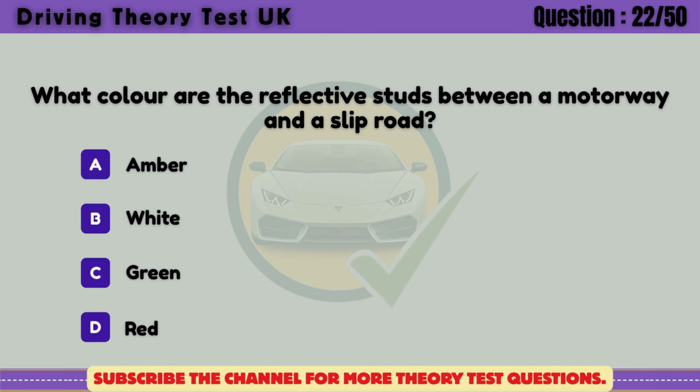Question 22. What color are the reflective studs between a motorway and a slip road? Option A. Amber. B. White. C. Green. D. Red.